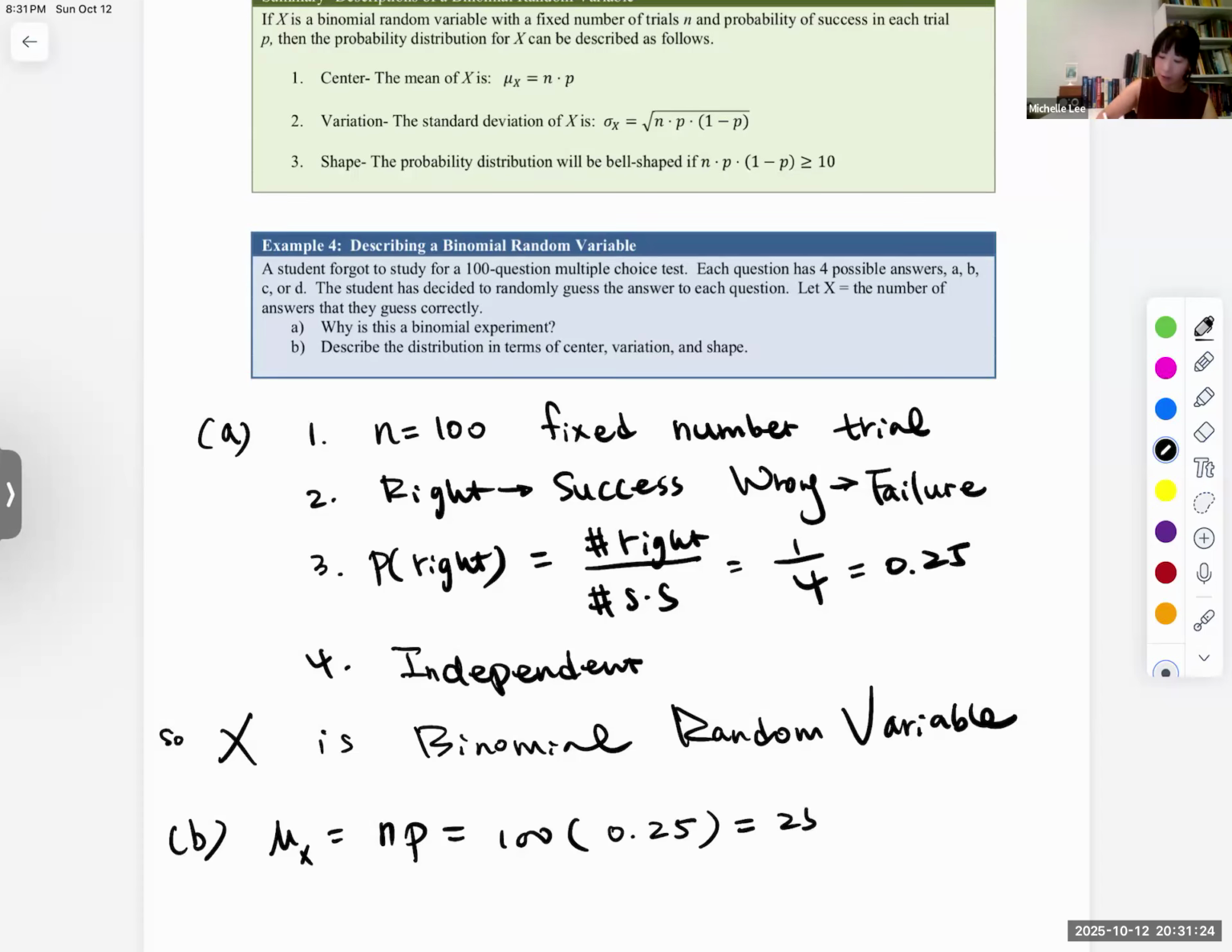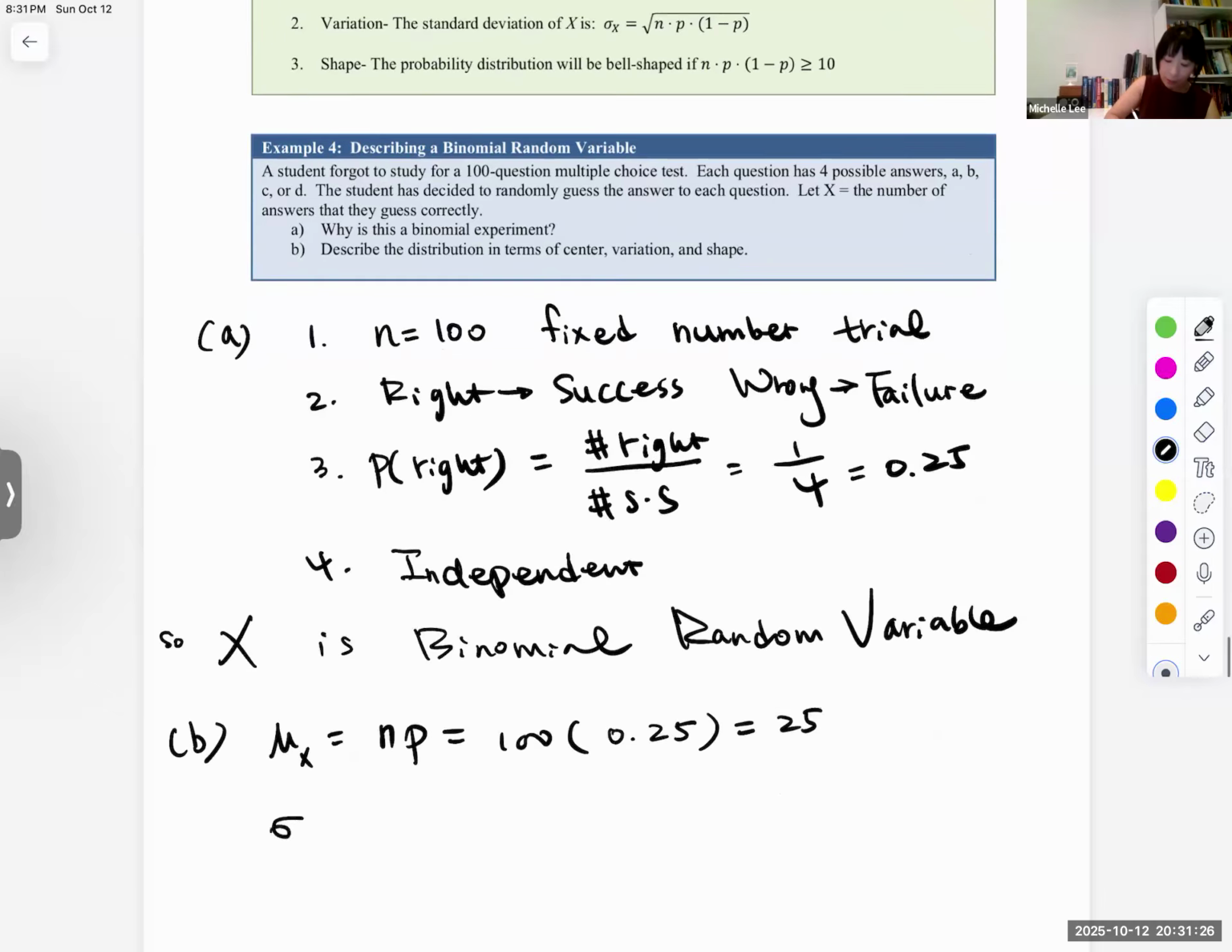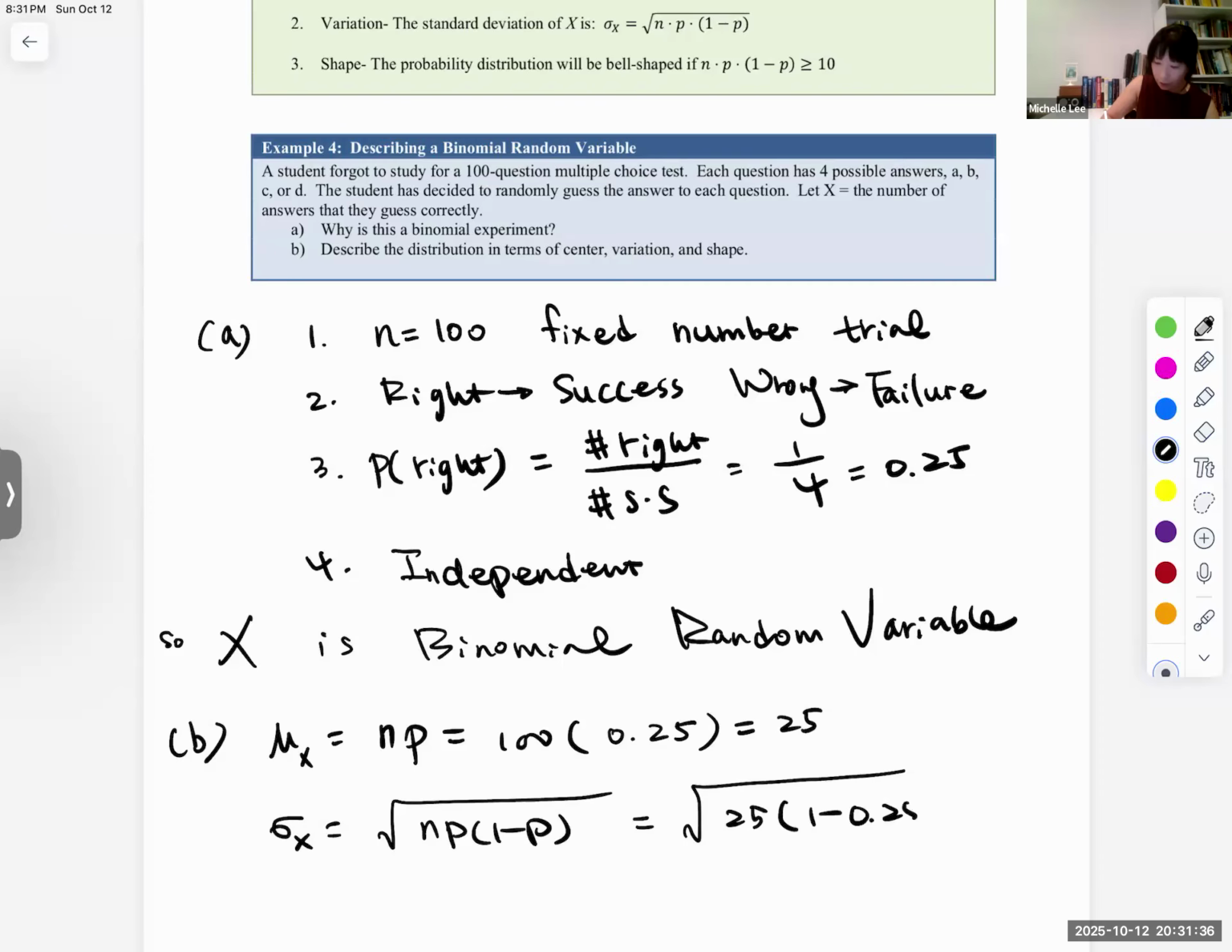25, yes, absolutely. Sigma sub x is the square root of n times p times 1 minus p. So n times p, we have 25, and 1 minus p is 0.25. Can you calculate? 4.3? All right.